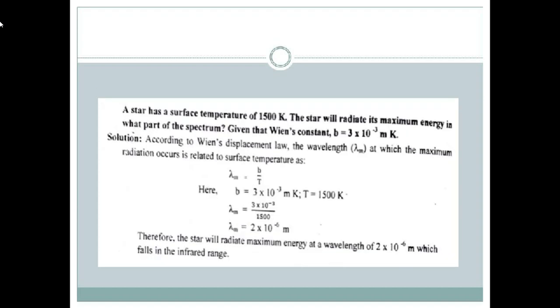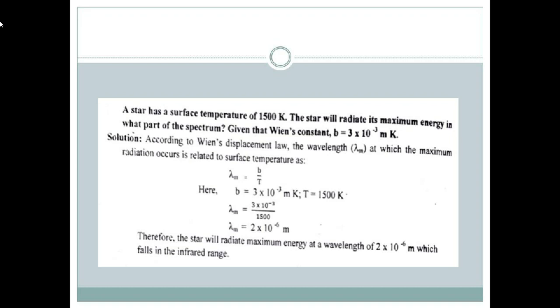A star has a surface temperature of 1500 Kelvin. The star will radiate its maximum energy in what part of the spectrum? Given Wien's constant B is equal to 3 into 10 to the power minus 3 meter Kelvin. According to Wien's displacement law, the wavelength lambda m at which the maximum radiation occurs is related to the surface temperature. Lambda m is equal to B by capital T.